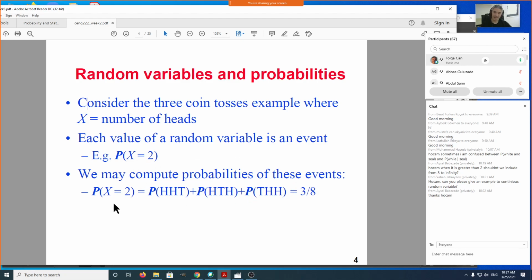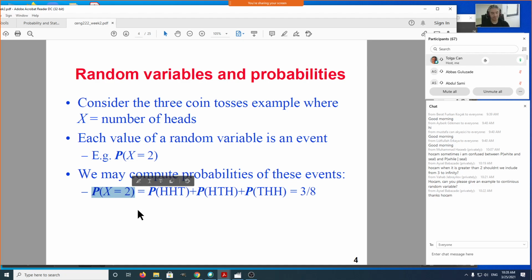What is the probability that X is equal to 2? There are three outcomes which are mapped to random variable value 2. And if we have a fair coin, each of these outcomes will be equally likely, which means they have the probability 1/8, 1/8, 1/8. Outcomes by themselves are mutually exclusive, so we may add these probabilities to find the probability of an event like this.